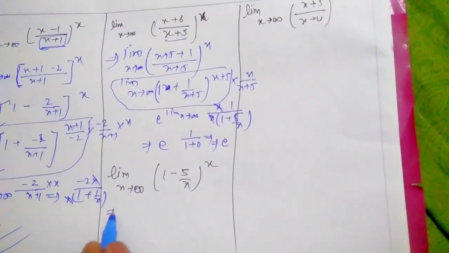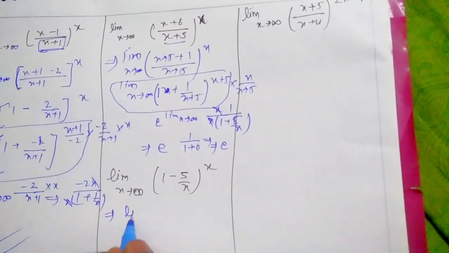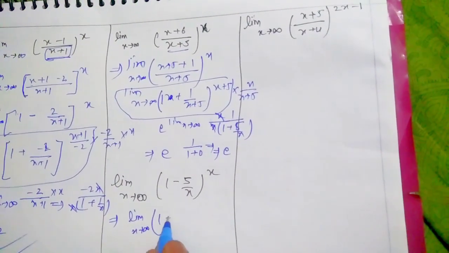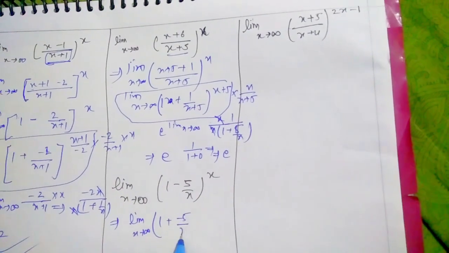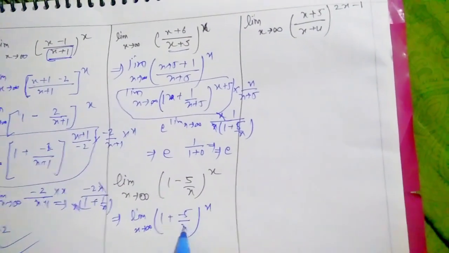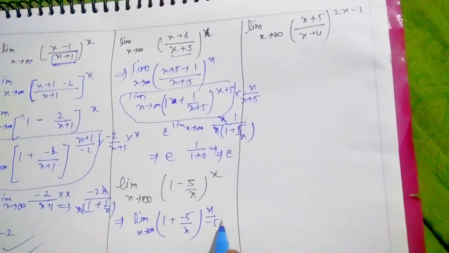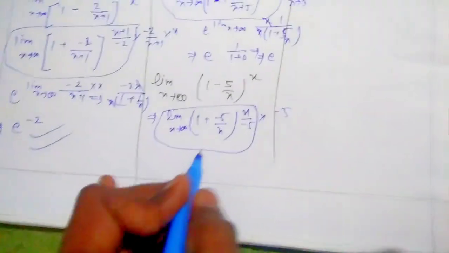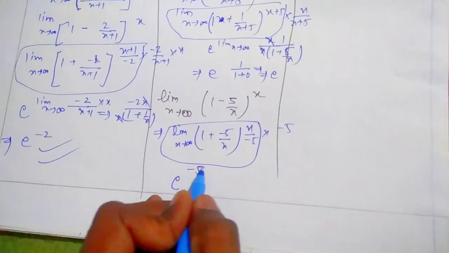Now come to that question that I have left, because there is no space. Now we are gonna solve this. It is so damn easy. We just have to make this like that, and we know that the value of this is e, and so the answer is e to power minus 5.